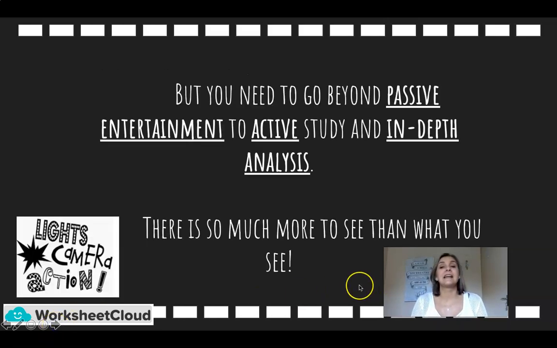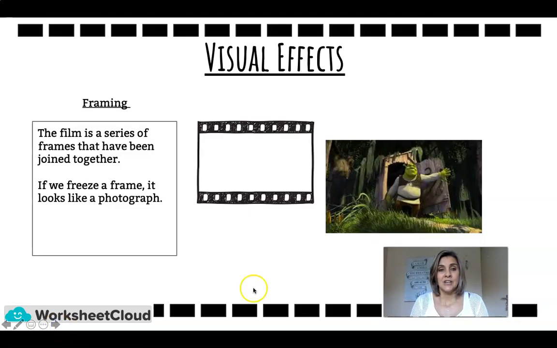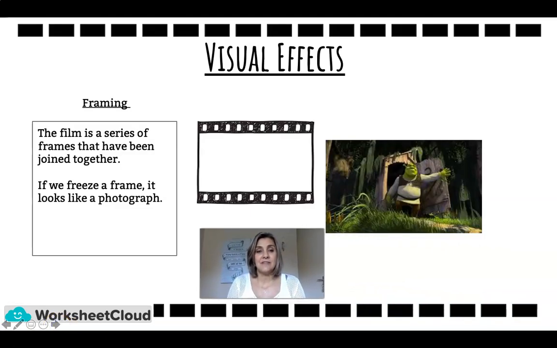So if we look at just a recap of last week, we said that you need to go beyond passive entertainment. So just sitting and watching the film, you need to be active in your study and go a little bit deeper. So go in depth into what you are looking at, because there's so much more to see than what you actually see. So we're looking at visual effects today, and I'm looking specifically at those 6 that we spoke about in the beginning in our lesson overview.